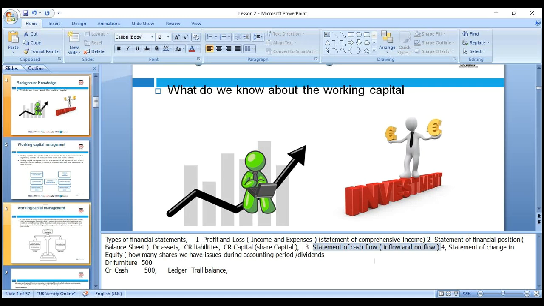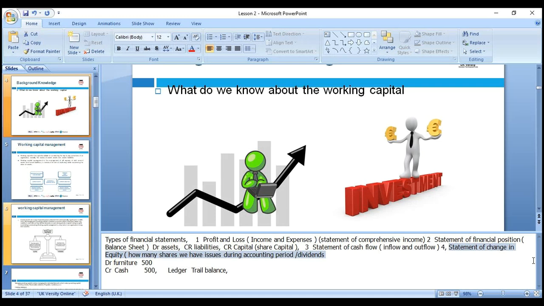The statement of change in equity is the last statement. This shows how many shares there are and how much dividend we paid. Dividend means return on investment, return on shares. So that's why we use the word dividend. It will not be returned to the investor, so it's like a liability.